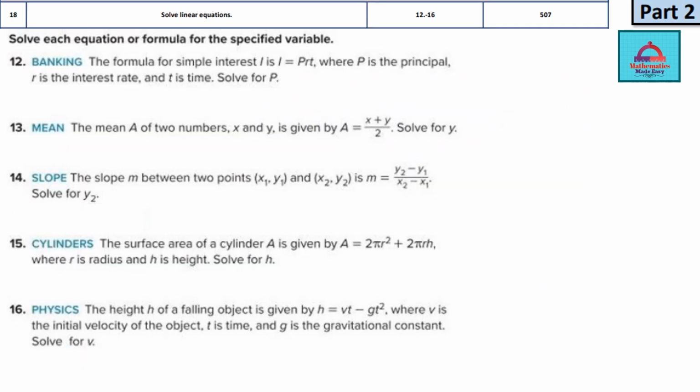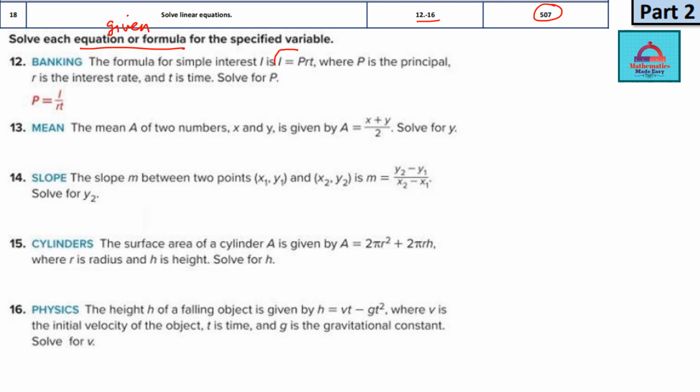So in these questions 12 to 16 given on your math book on page 507, we are going to solve using the same method to get our equation and answer. If you see, the instruction is: solve each equation or formula for the specified variable. In each of these questions, one equation or formula will be given to you. So let's see what is the formula in question 12.